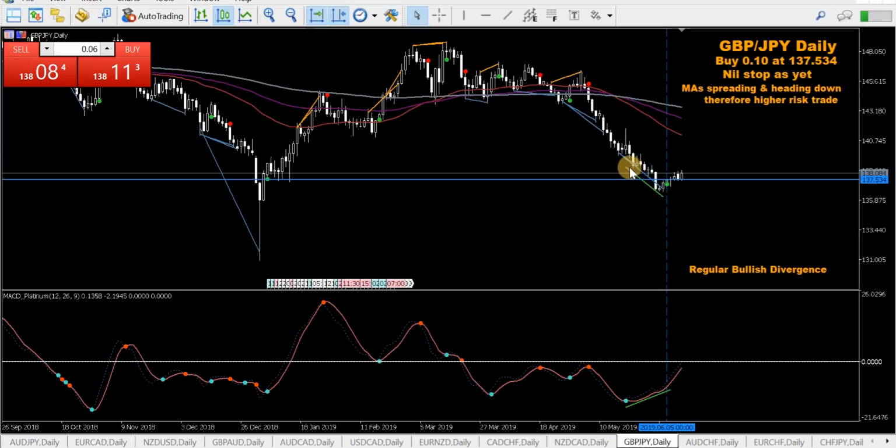So we've got regular bullish divergence. You can see price is just coming down and the MACD's going up. We're a long way from the MAs. It is a higher risk trade because you can see the MAs are spreading, so the trend is down. But basically because we're so far below the MAs, I like to think I can take a price back up into the MAs. And you can see it's a sort of a support area too. If you look left where I've drawn the blue line, price has come down.